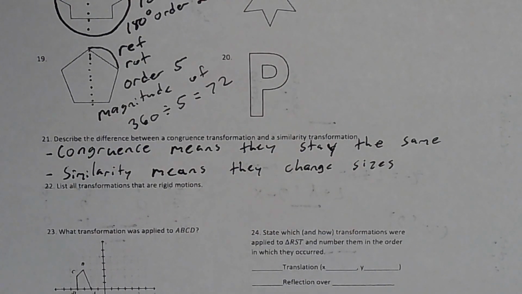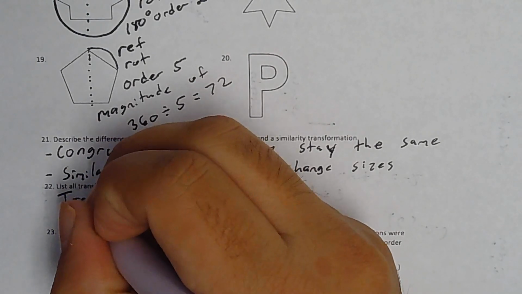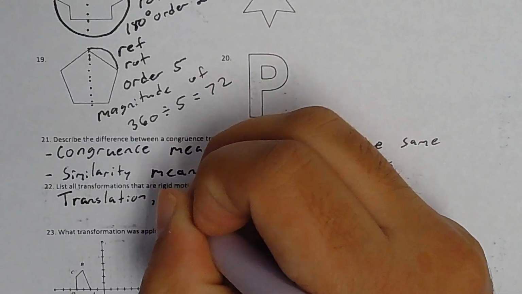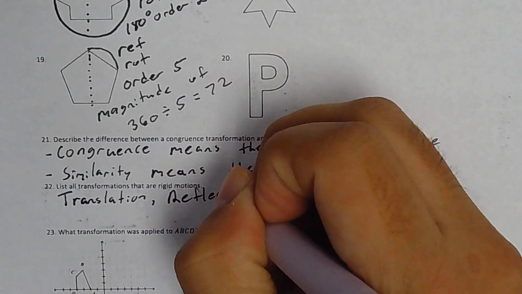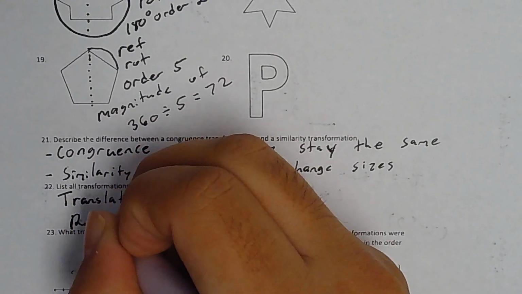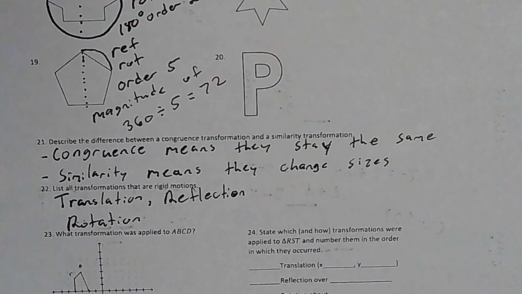Now for 22, list all transformations that are rigid motions. These are transformations that do not change the shape at all. One of them is translation, reflection, and the third one is rotation. These are three different things that do not change the shape of the figure, but they do move it.